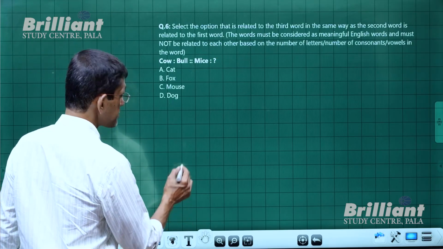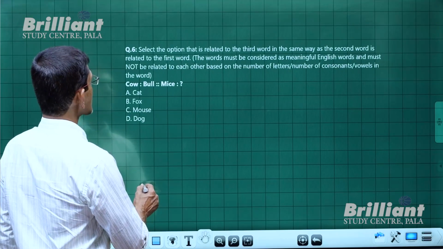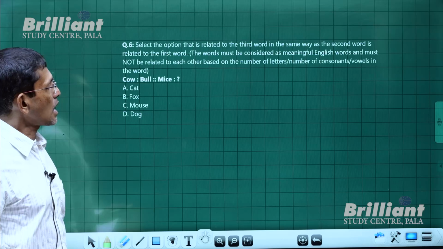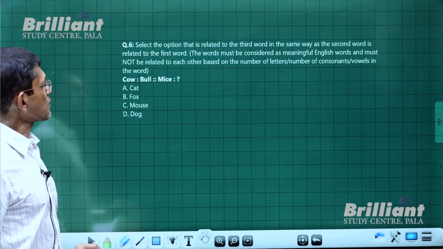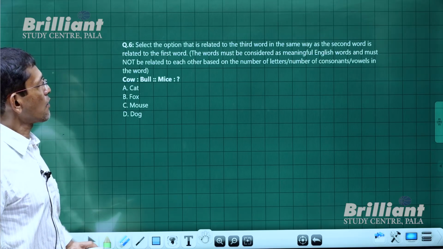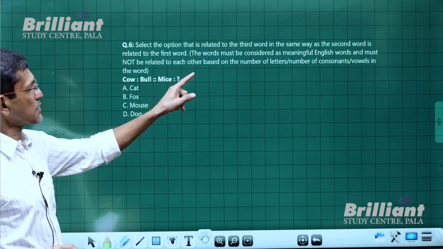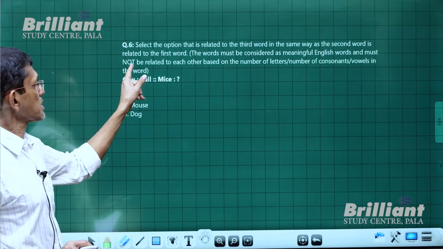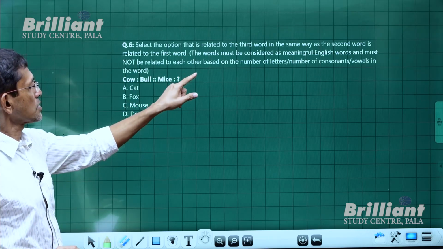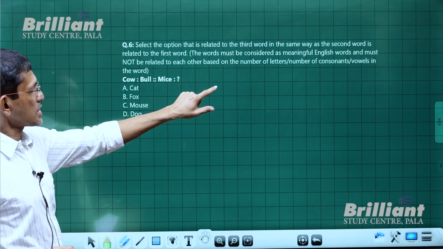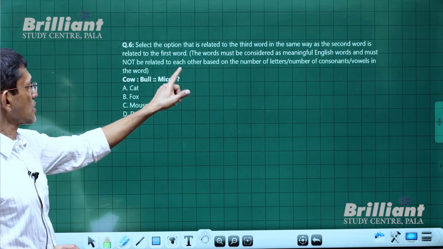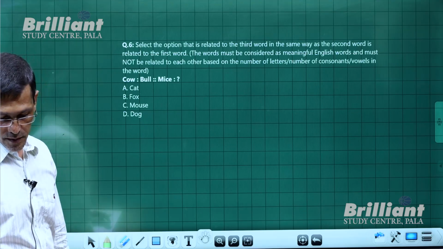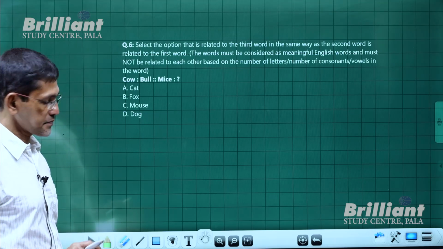And this one. Select the option that is related to third word in the same way as the second word is related to the first word. The words must be considered as meaningful English words and must not be related to each other based on the number of letters or number of consonants or vowels, etc. So cow and bull, mice and what?